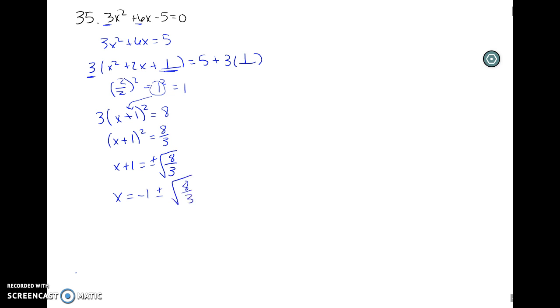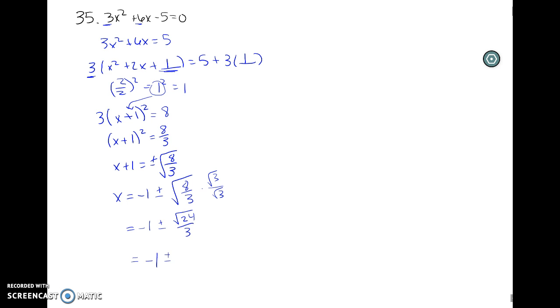Okay, so you can't leave your answer like this with the square root in the denominator. So we're going to rationalize it. So you get x equals negative 1 plus or minus the square root of 8 times 3. Here, we'll multiply it by root 3 over root 3. So that's the square root of 24 over 3. Okay, still not an acceptable answer here. You have a perfect square left in there.